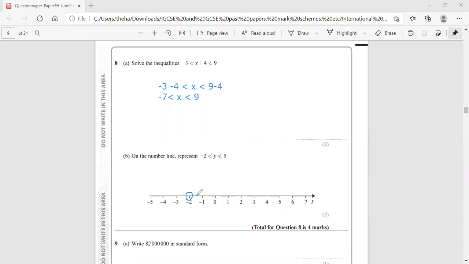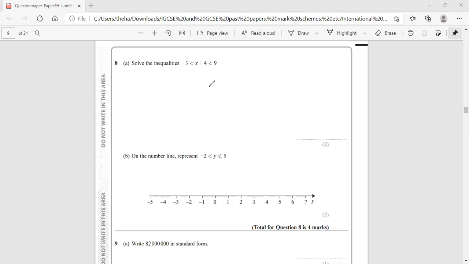So then what we need to do is draw a line all the way up to the next point, which is 5. But this part is different because it can be 5. So what we need to do is draw a circle, but we need to colour it in as well. Usually we'll colour this in black. So that shows that it can be 5, but it can't be -2, and it can be anywhere in this. So that's our answer. That's another 2 marks, another 4 marks for this question.